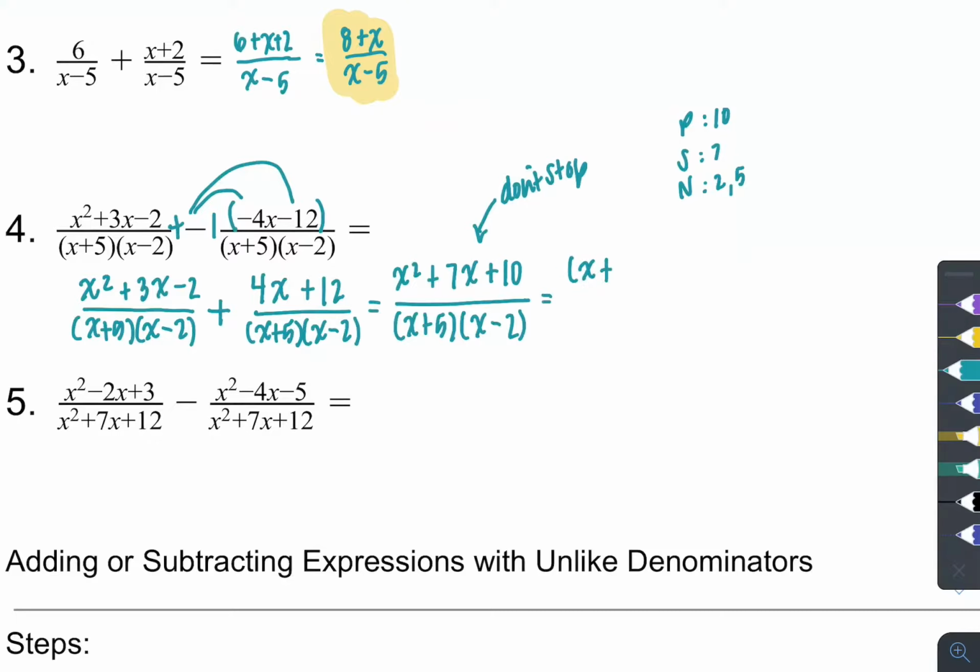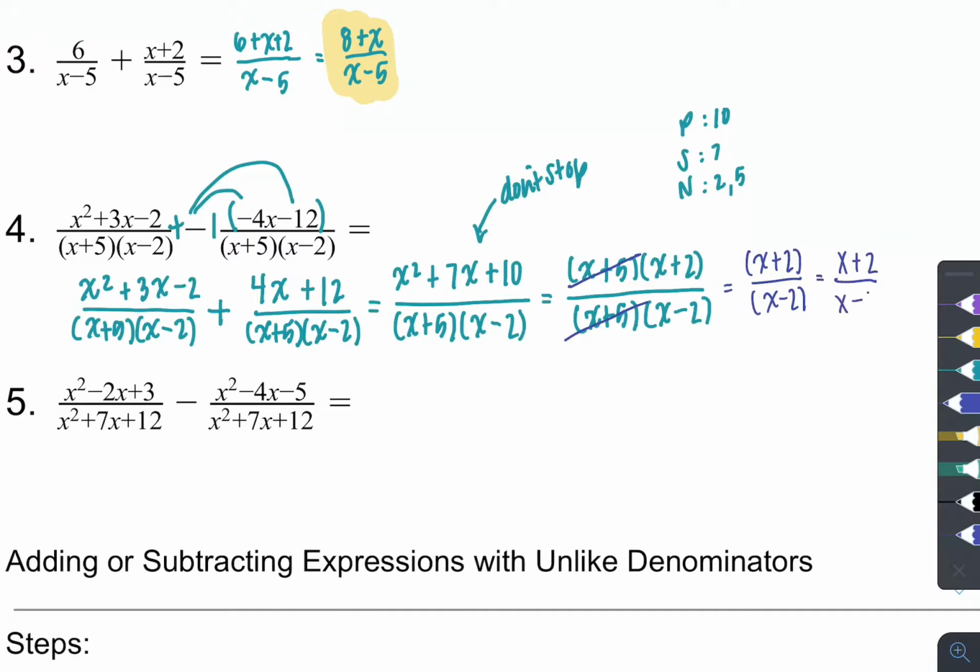So we have x plus 5 times x plus 2 over x plus 5 times x minus 2. Oh, I wrote that wrong. X minus 2. So these cancel, the others do not, and so we are left with x plus 2 over x minus 2. You can drop those parentheses if you want. All right, so there is our final answer. All right, go ahead and simplify the next one on your own.